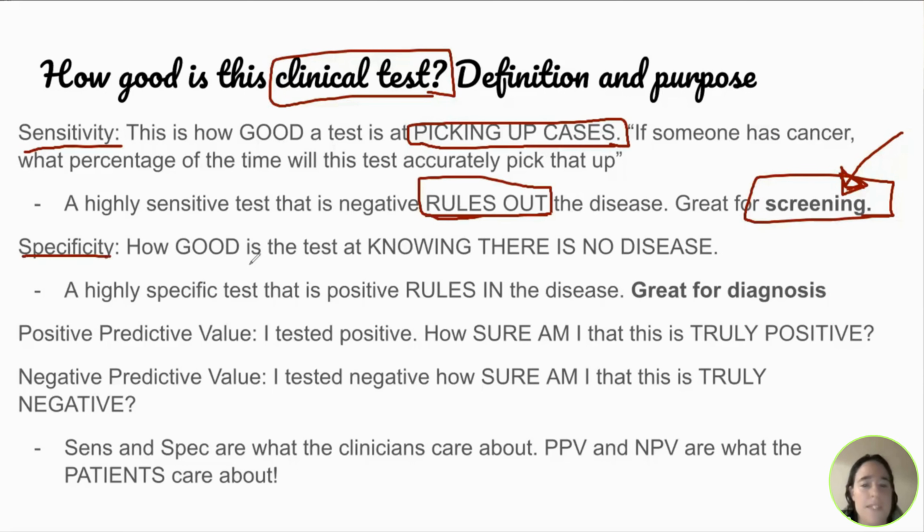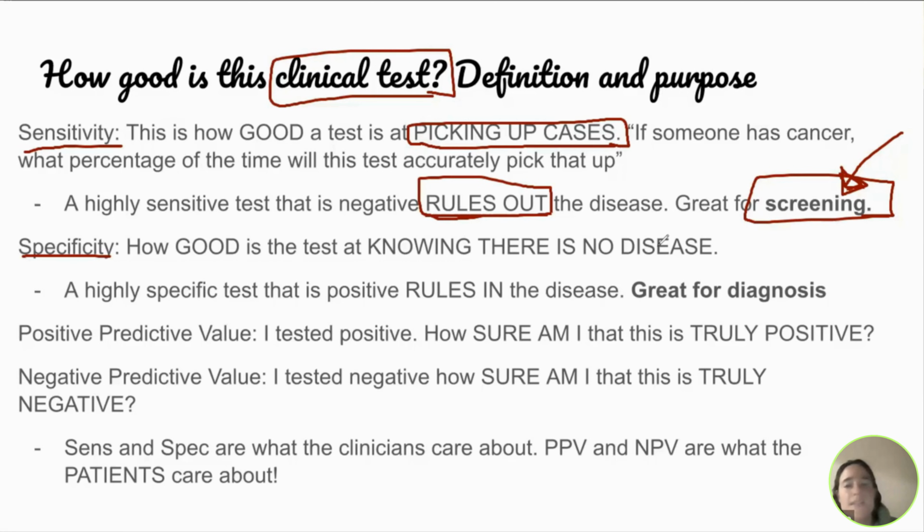Then there's specificity. That's how good the test is in knowing if there's no disease. If I want a test that's highly specific, I need to be very, very sure that if it picks up this disease, it's definitely only that. And I need to be very, very sure that if there's no disease, I'll get a negative test. So this is great for something that you're going to make a lot of decisions off of. I need a highly specific test if I'm, say, doing a surgery for appendicitis.